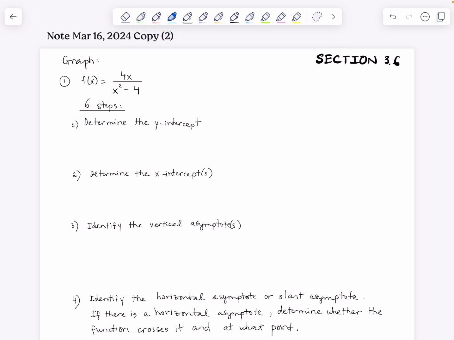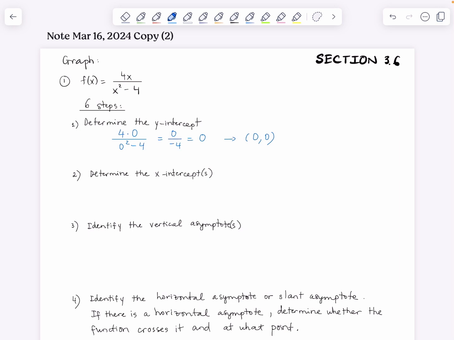I'm preparing 6 steps here so you can follow. First step, determine the y-intercept. To determine the y-intercept, you let x be 0, so it becomes 4 times 0 over 0 squared minus 4. That is 0 over negative 4, and that equals 0, so the y-intercept is the point (0, 0).